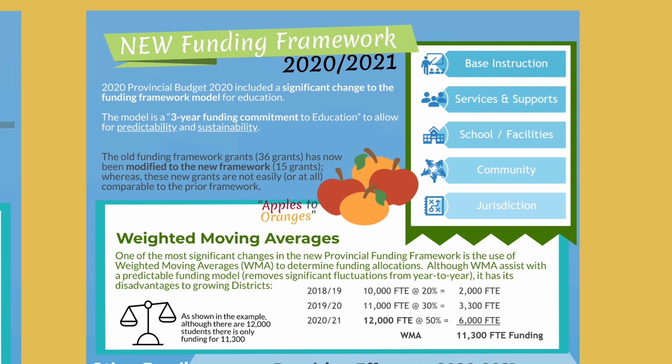One of the most significant changes in the new framework is the use of the weighted moving average. Although the weighted moving average does provide a predictable funding model, it does have disadvantages to growing divisions. As shown in the example, based on a growing enrollment, the example has a weighted moving average of 11,300 full-time equivalent students that are being funded. However, in the example, there are 12,000 students that the division would need to serve in the upcoming school year, resulting in unfunded student growth.